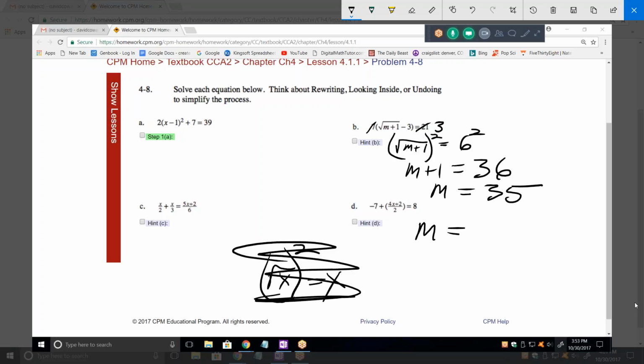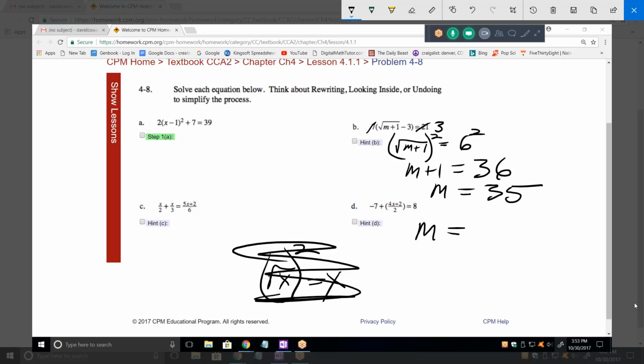No. Correct, because never once did we take the square root of both sides. We were only squaring. And when you square this, it comes out m plus 1. There's no plus or minus. When you square 6, it comes out 36. There's no plus or minus. Now, let's check that solution.